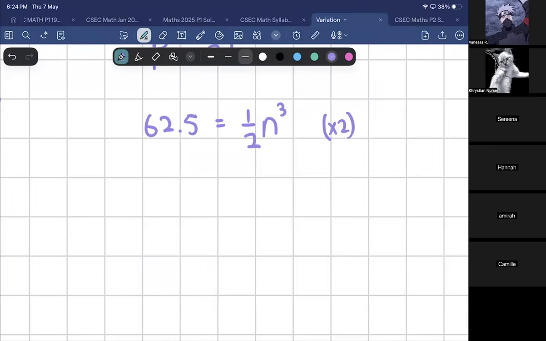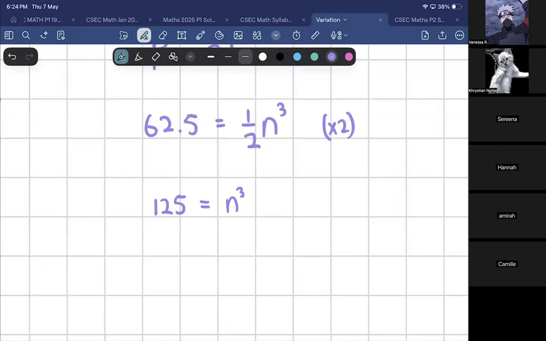So I'm going to end up with 62.5 by 2. What's 62.5 by 2? It says 125. Right? And if I multiply a half by 2, what happens there? It would just cancel off. So we could just write n cubed. Because what is 1 by n cubed? What is 1 by anything? What is 1 by 5? The same thing. Exactly. So 1 by n cubed is just n cubed.